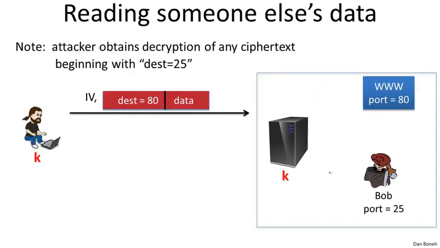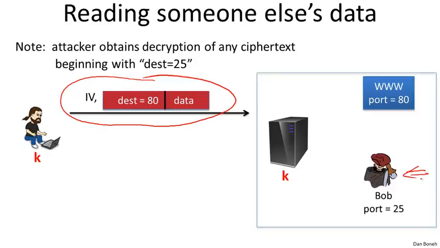So imagine the attacker intercepts a certain packet that's intended for the web server. In other words, it's an encrypted packet intended for port 80. Remember that the attacker can actually receive the decryption of any packets intended for port 25, because the TCP stack will happily decrypt packets for port 25 and send them over to Bob, who's listening over here.